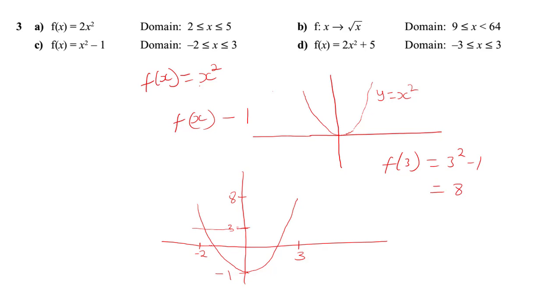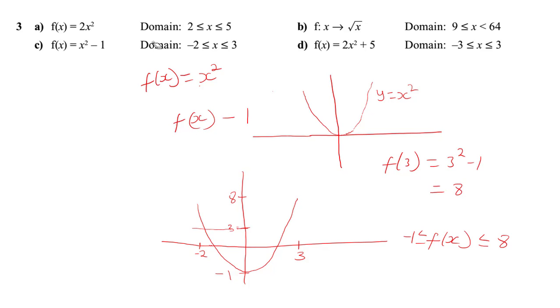So what is the minimum value? Negative 1. And what's the maximum value? It's going to be 8. So my answer is f of x lies between negative 1 and 8, like that. Okay, so that's all for that.